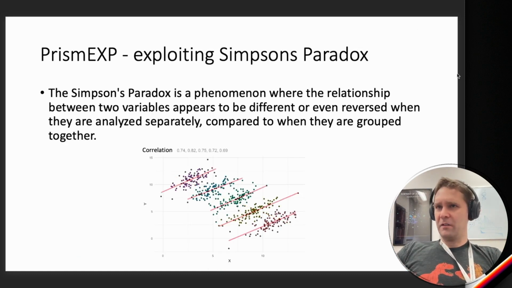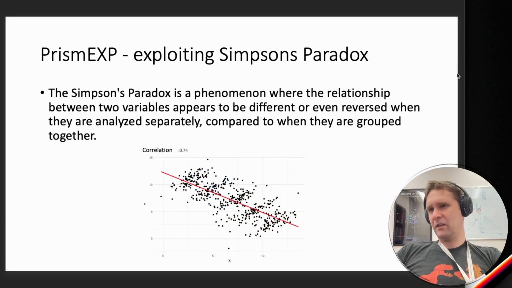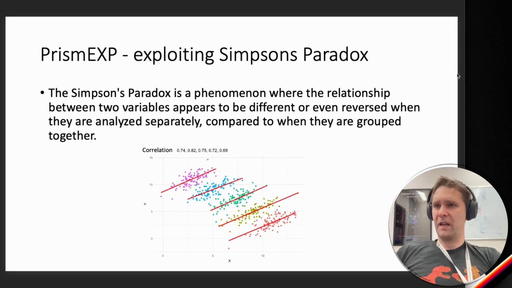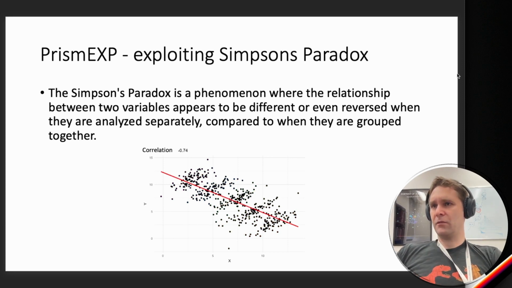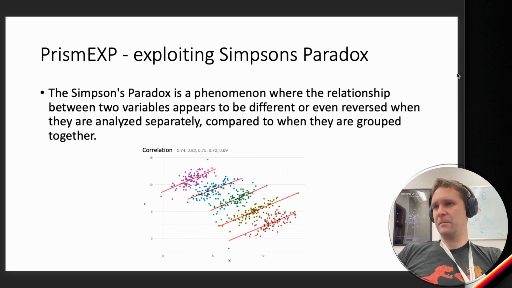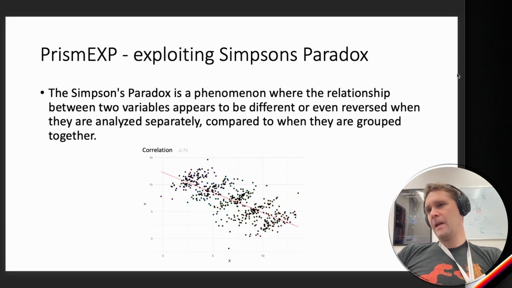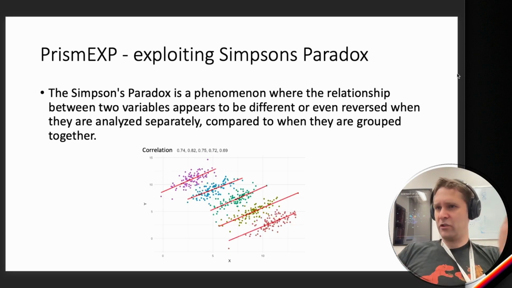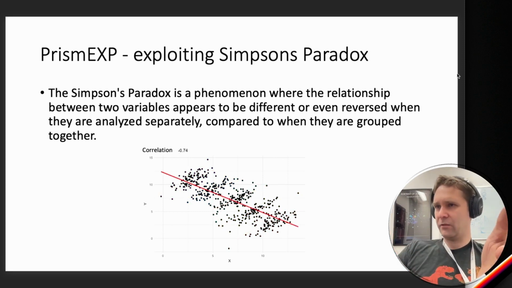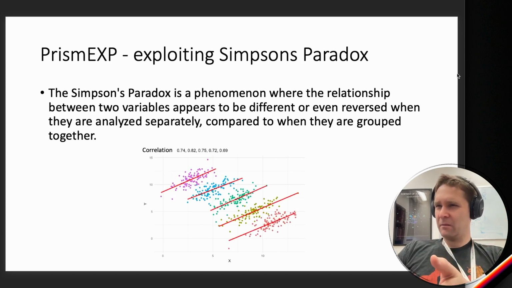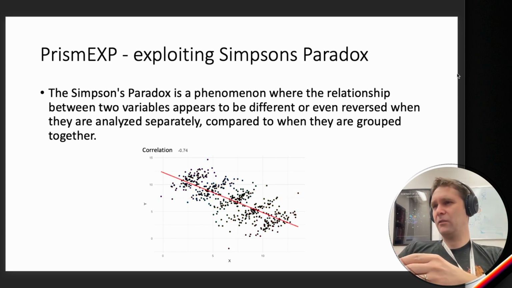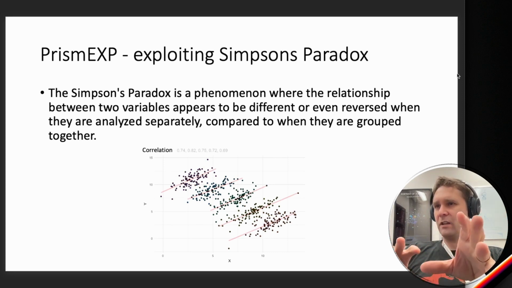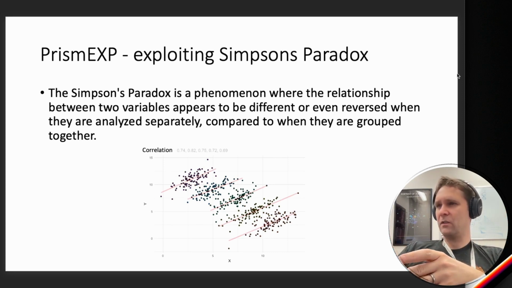The Simpson's paradox is kind of depicted in this plot to make it quite simple. So here we have 2 variables, x and y. And in the context of PrismEXP, these would be genes. So we have 2 genes, and then each point would represent a gene expression sample. And if we look at the global relationship between these 2 variables, they're negative. They have a negative correlation. But we can see in this made-up example that if we look at these 5 clusters individually, they all have a positive correlation. So it's kind of unintuitive, but subpopulations can have a completely different trend than the global correlation.